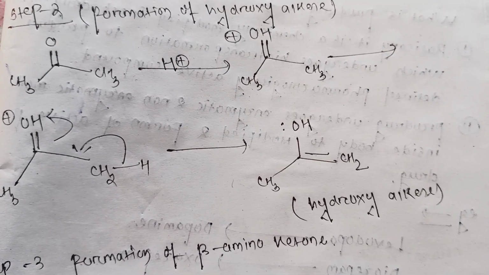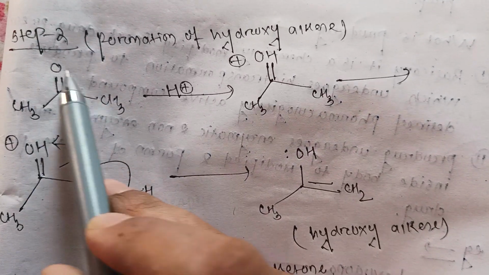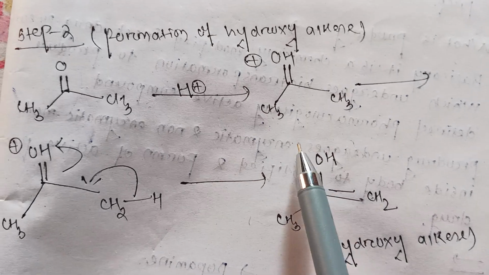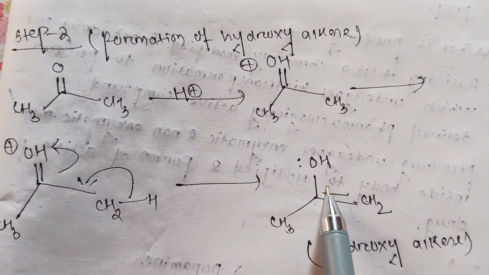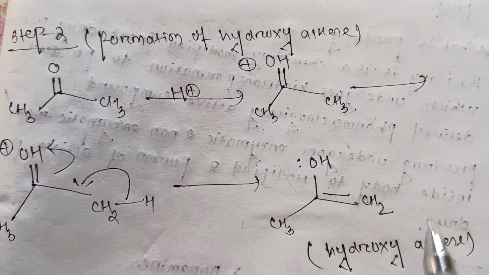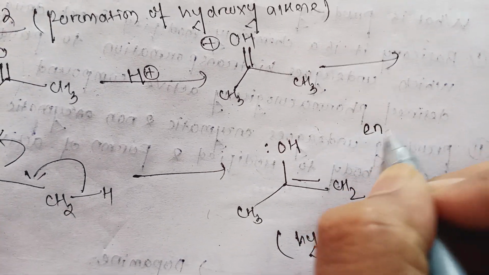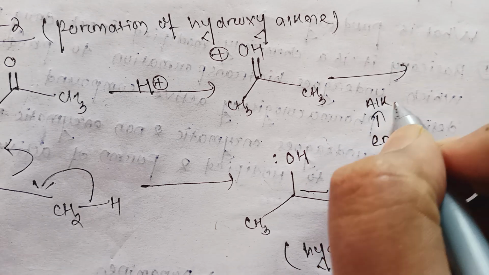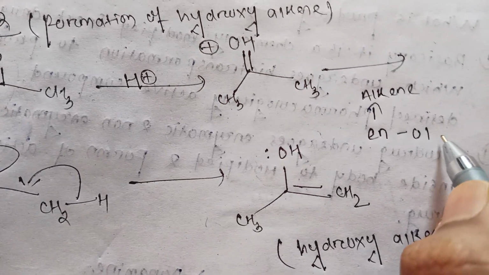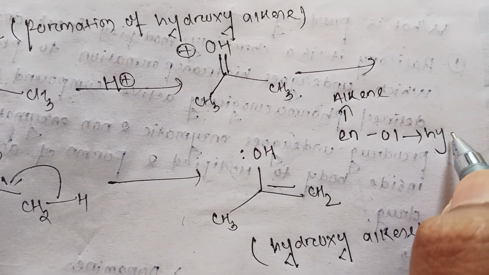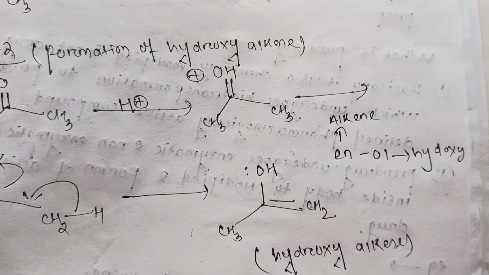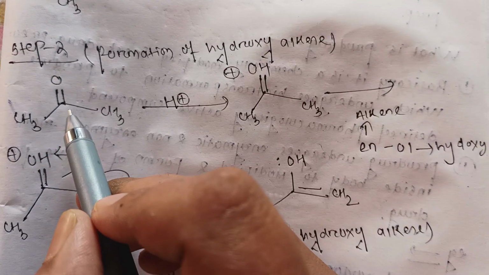Next, step 2, that is formation of hydroxyalkene. This is the ketone, and we have to get the hydroxy form, that is hydroxyalkene. It is the keto-enol form. In enol, 'en' means alkene and 'ol' means hydroxy. Okay. Now what happened in this step?